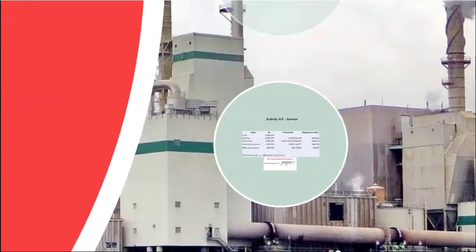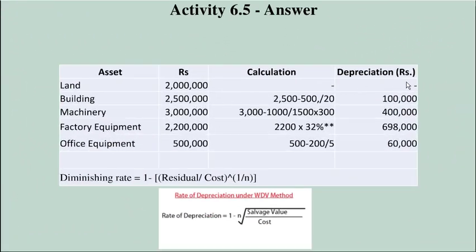So when it comes to compute depreciation, for land there is no depreciation, we don't depreciate. Then a building, depreciable amount is 2000 divided by the useful life is 20. Accordingly, annual depreciation is 100,000.